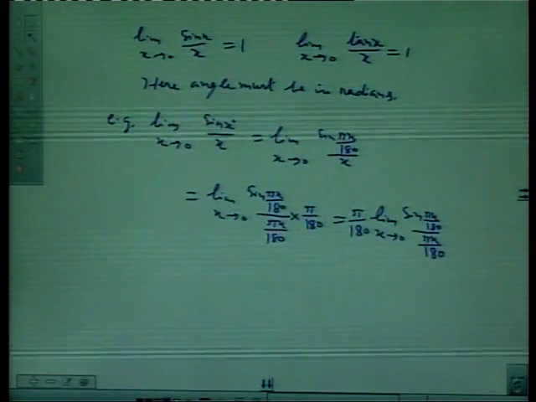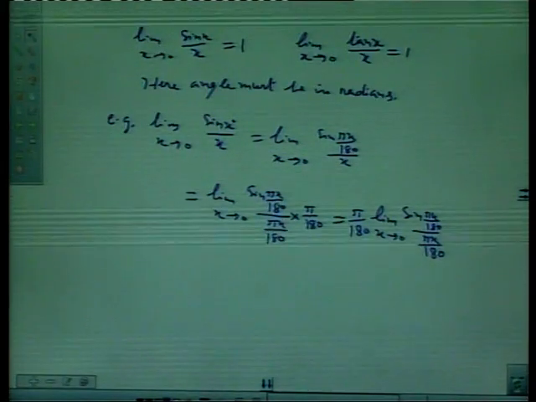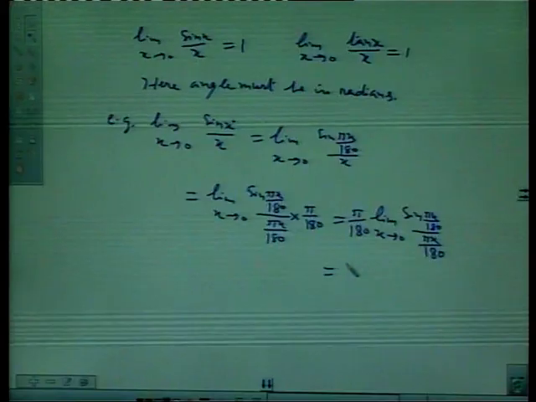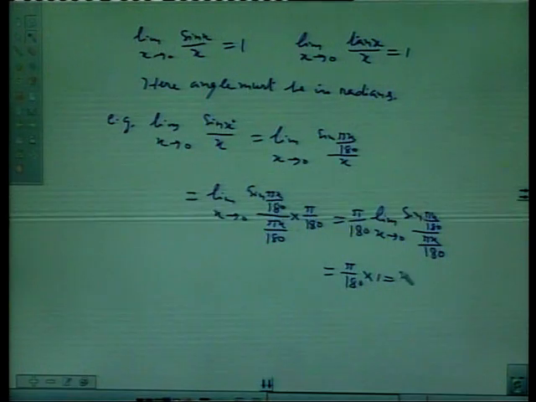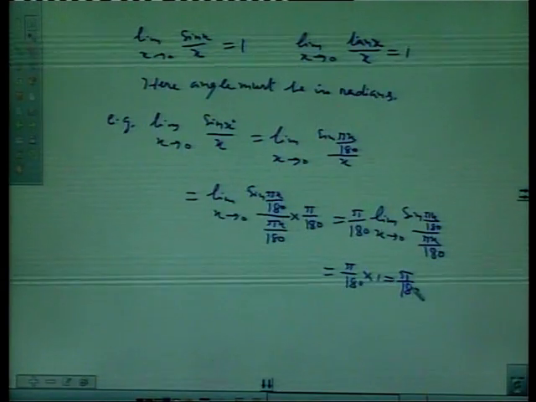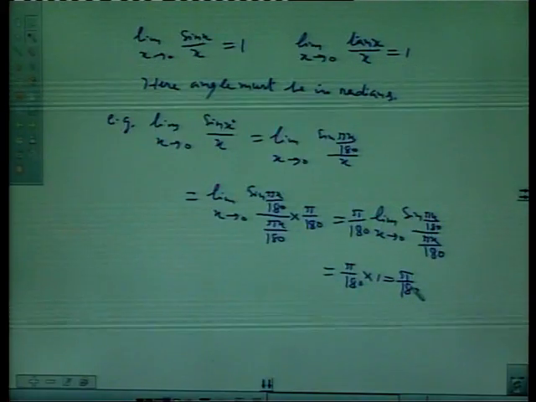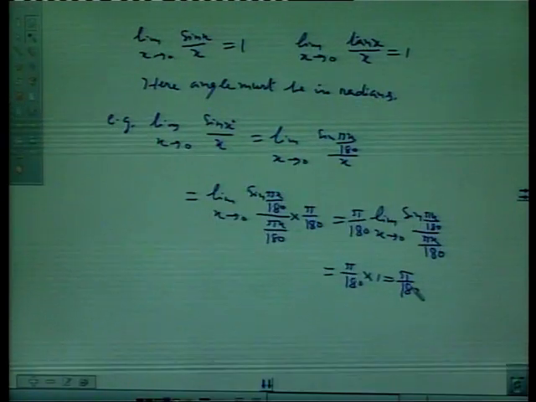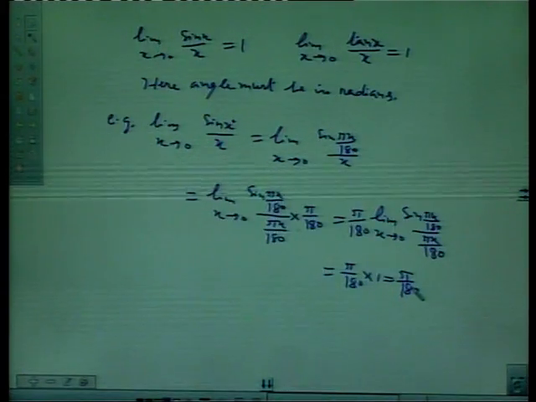So, as x tends to 0, pi x upon 180 will also tend to 0. So, this becomes standard limit sin x upon x. So, its value is pi upon 180 multiplied by 1. So, pi upon 180. So, limit of this question when x tends to 0 sin x degree upon x is equal to pi upon 180. It is not equal to 1 because here angle was not in radians, it was in degrees.